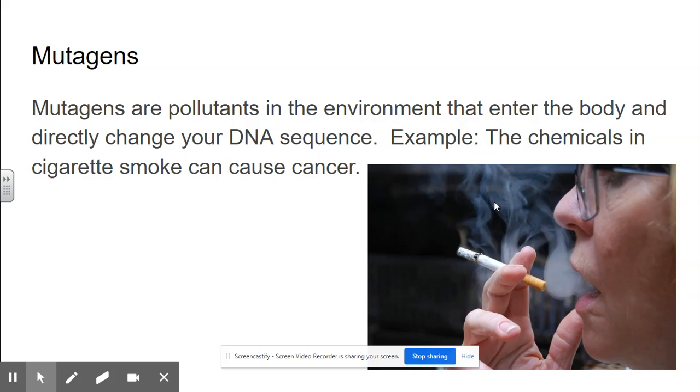The first thing we're going to talk about today is mutagens. Mutagens are pollutants in the environment that enter the body and directly change your DNA sequence. That's very important. An example of a mutagen would be the chemicals in cigarette smoke. We know that they can cause cancer.